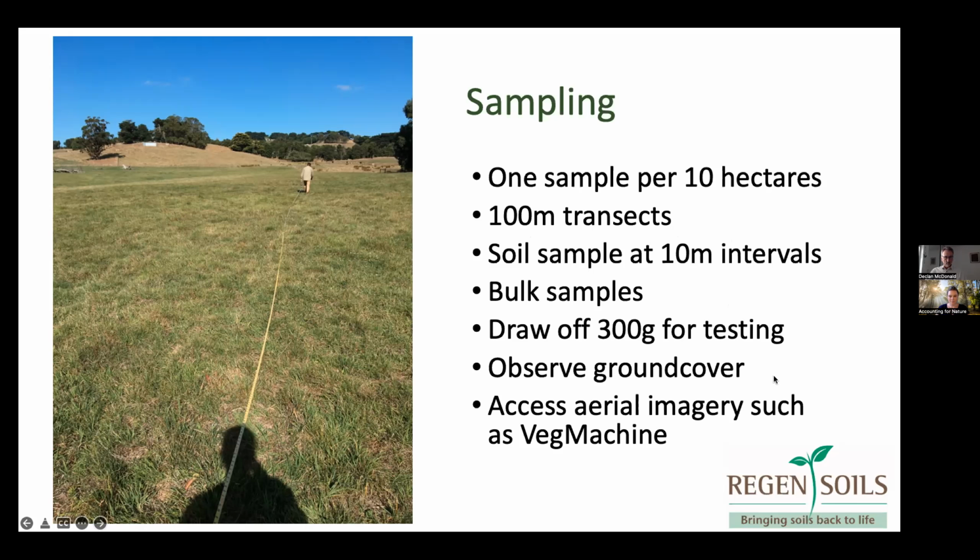We want to observe ground cover as we go as well, and take a measure of estimated ground cover, but the method requires the use of aerial imagery, such as VegMachine. There are a number of other tools that we can use to monitor ground cover over the 12-month period, and that's the score that we want to assign to ground cover.